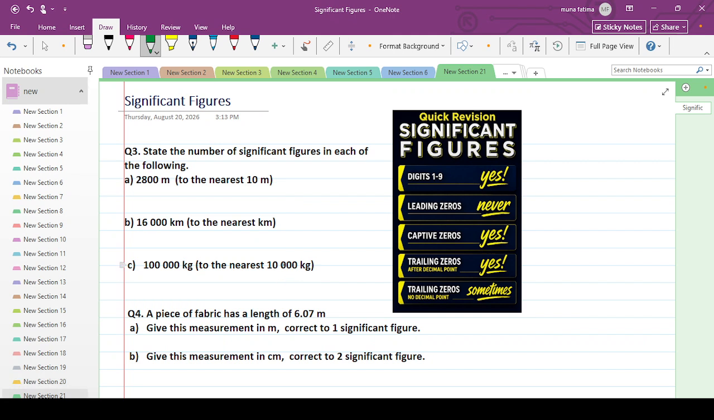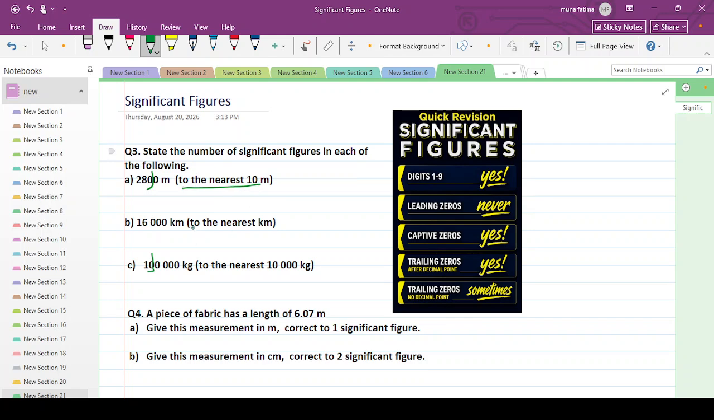Question number three. State the number of significant figures in each of the following. Now we have conditions that we have to follow. The first number to the nearest 10 meters. Identify your 10 place. We have to stop counting over here. To the nearest kilometer, obviously it's the entire number. To the nearest 10,000 kilometer, identify your 10,000 place. This is it. We're supposed to stop counting over here. You followed the condition. All right.